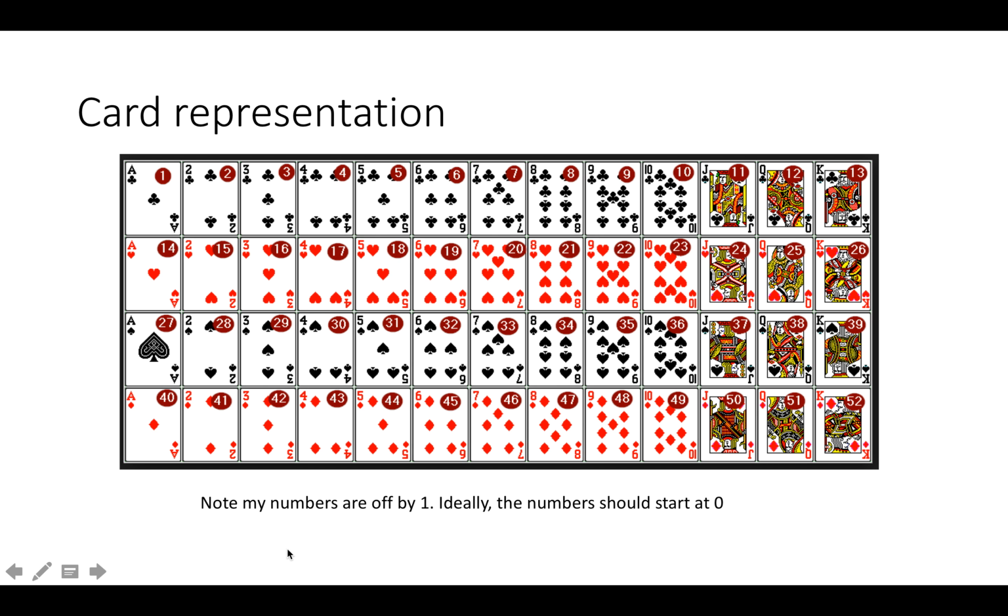Just one note quickly, my numbers are off by 1. The program I used to make these numbers really nicely only allows me to start at 1. So realistically, this ace should be 0, and this king here should be 51. But I couldn't do that. So just think that the cards are actually numbered from 0. In order for this system that I'm going to describe to work very well, the card numbering really should start at 0. It's possible to do it starting at 1, but it really isn't the best way to do it.